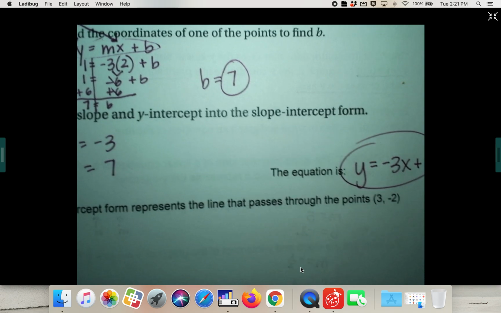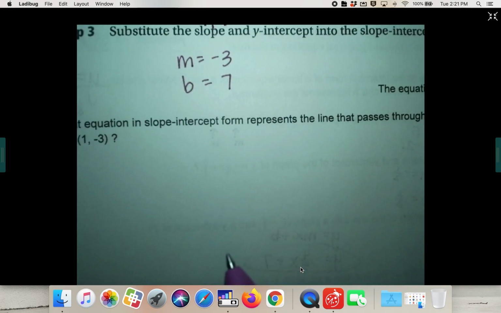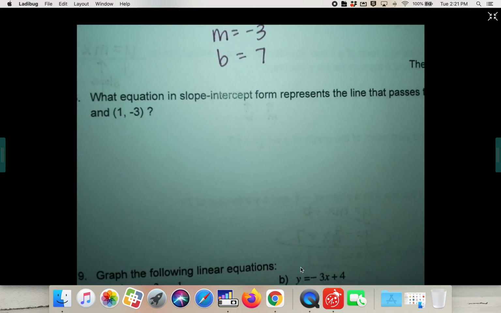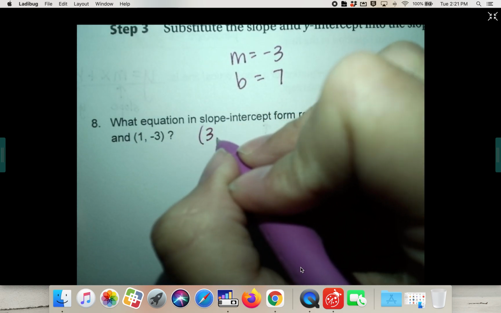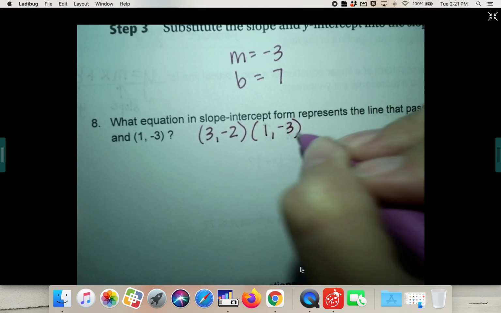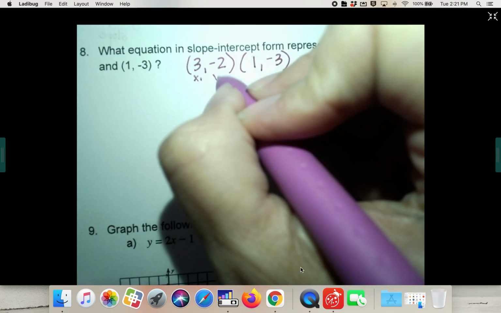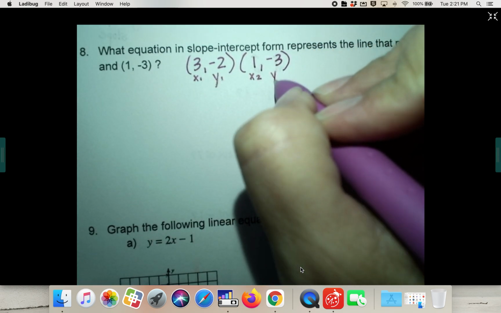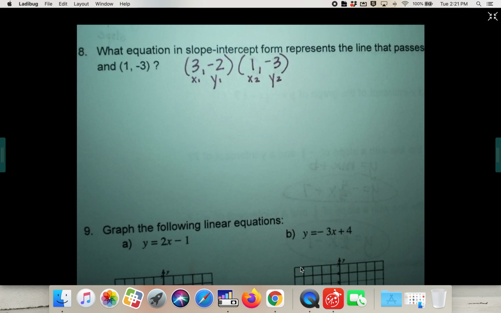All right, if you are ready to try one of these on your own, pause the video and try the next one. If you're not quite ready, I will work this one out too. Okay, the first thing I would do is write them all on the same line. So 3, negative 2, just so I can see it better, to be honest. And then if it helps you, underneath put that this is your x1, y1, and that this is your x2, y2. Because I know the first thing I'm going to need to do is find the m, the slope.